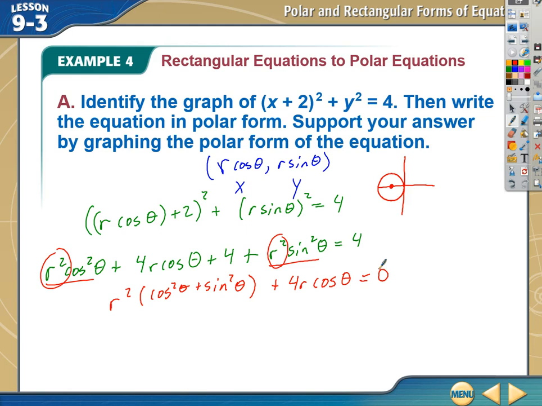Okay, and looky, looky, looky. See here? Look, cosine squared plus sine squared. Well, that's just really a 1. Well, that was handy. And you know what? I'm going to put all of this on this side as well. So now what I end up getting is r squared is equal to a negative 4 r cosine theta.